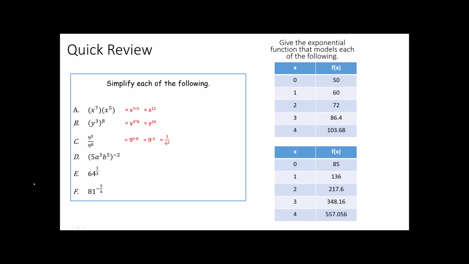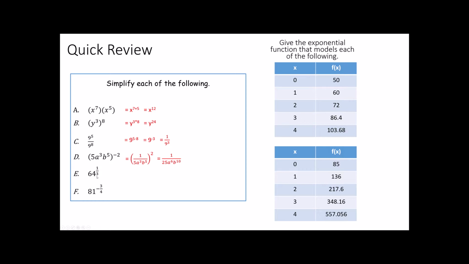D is a little more complicated. Notice you have this negative exponent on the outside. A negative exponent always says use the reciprocal, so I use the reciprocal of the value in parentheses. And then since I have a square on the outside, I need to square everything on the inside. 1 times 1 is 1, 5 times 5 is 25, a to the 3rd times itself is a to the 6th, b to the 5th times itself is b to the 10th.